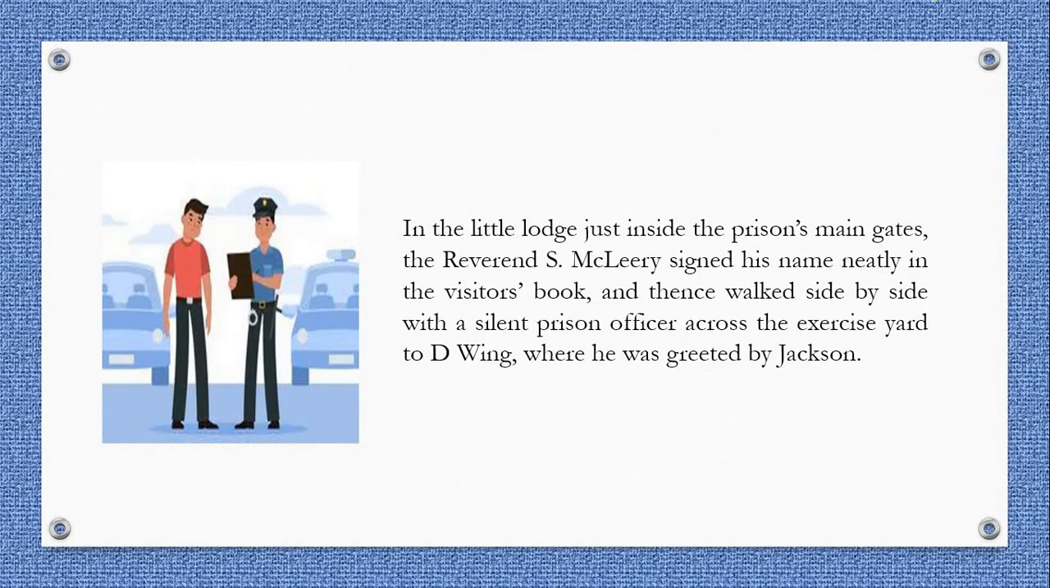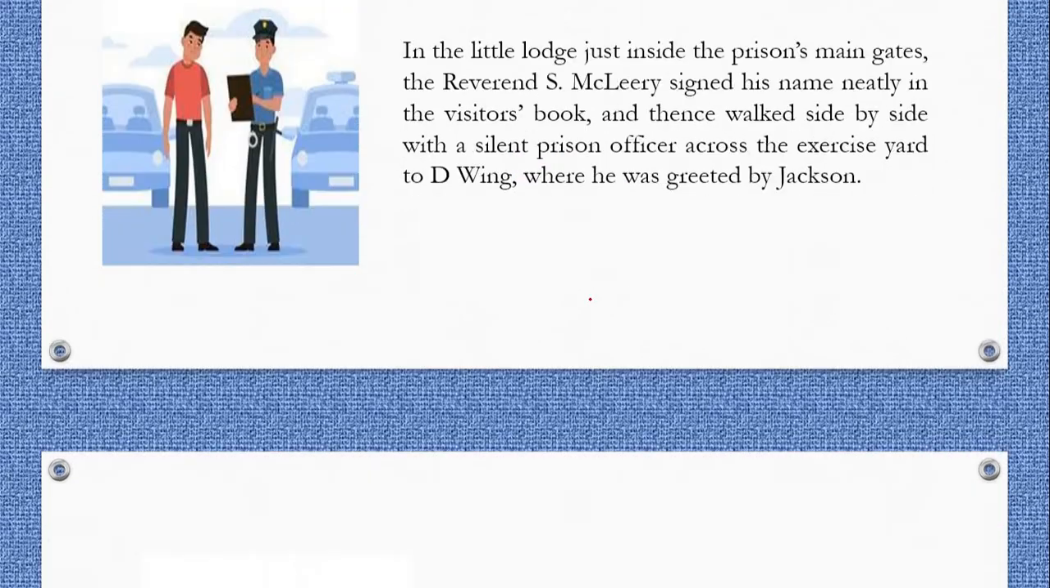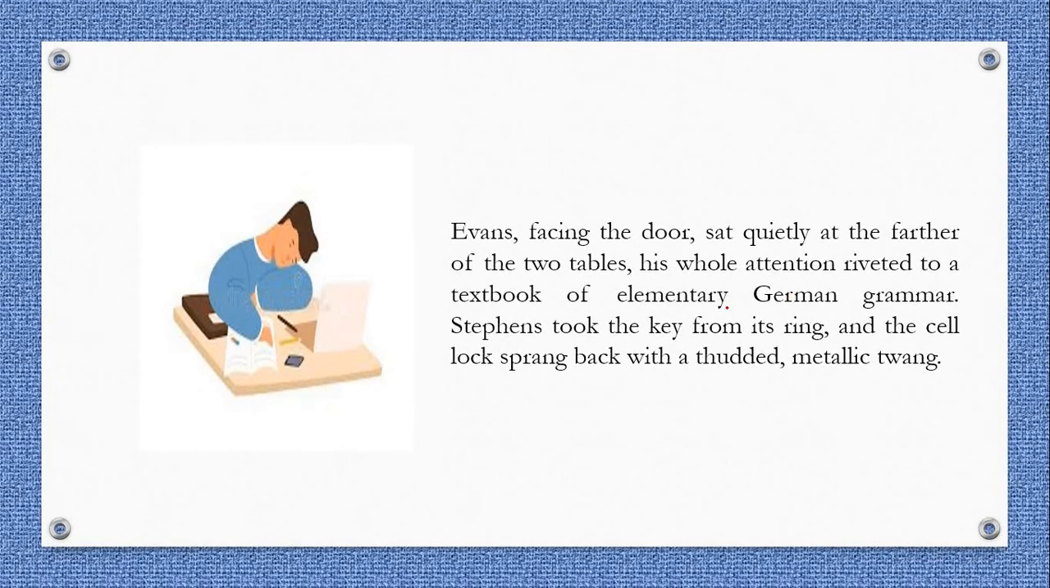In the little lodge just inside the prison's main gates, the Reverend McLeary signed his name neatly in the visitor's book. As he was about to enter the prison to conduct the examination, he saw that Evans was there in the cell facing the door. He sat quietly at the farther of the two tables, his whole attention riveted to a textbook of elementary German grammar. Stevens took the key from its ring and the cell lock sprang back with a thudded metallic twang. So, this is how Evans was trying to pretend as if he was preparing for his exam.